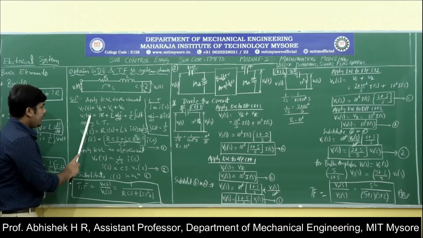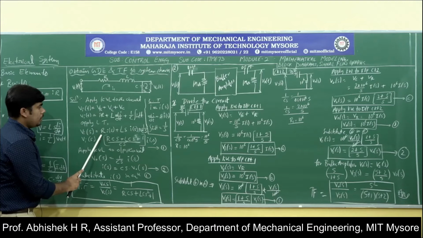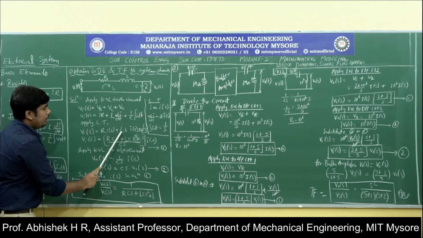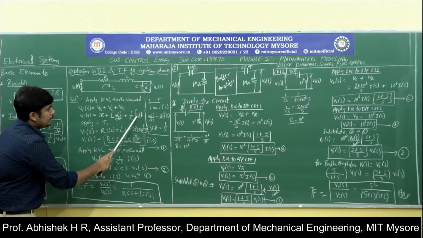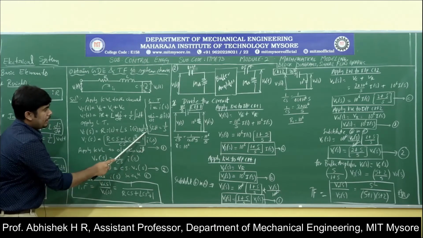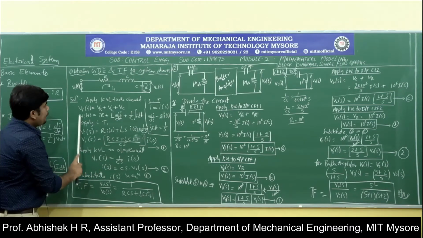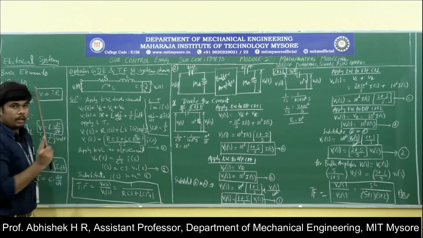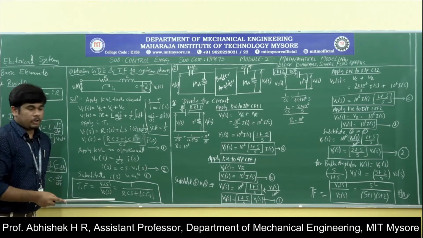Instead of Vi(t), now I am going to apply s: Vi(s) is equal to R into I(s), plus L into di by dt, which is s into I(s), plus 1 by C integral of I dt. Instead of integral of I dt, I can write 1 by s, and since we already have C, it is 1 by Cs. Is it clear? In the first step I applied the voltages of resistance, inductance and capacitance. In the second step I applied the Laplace transform.